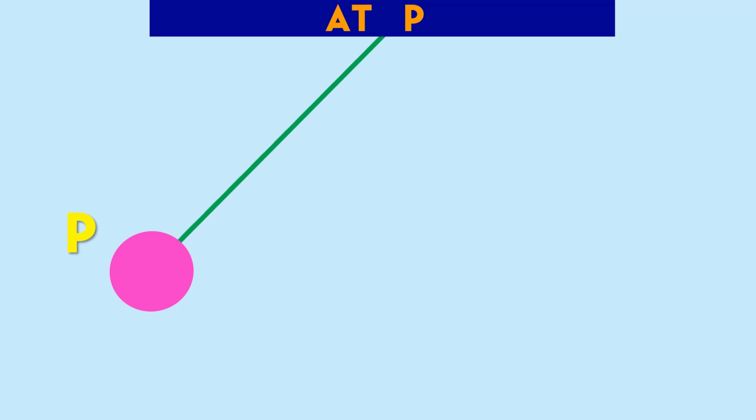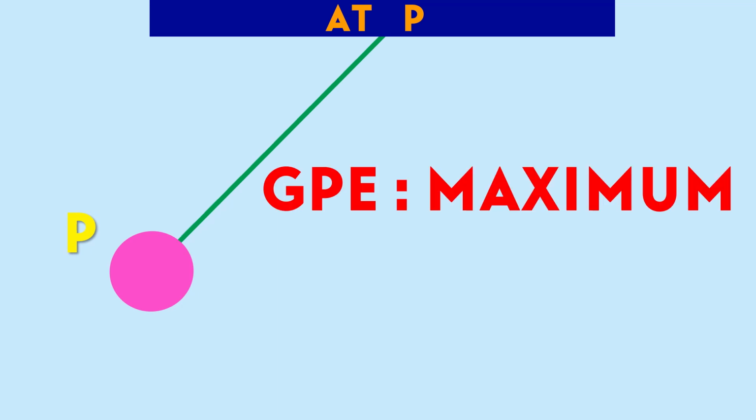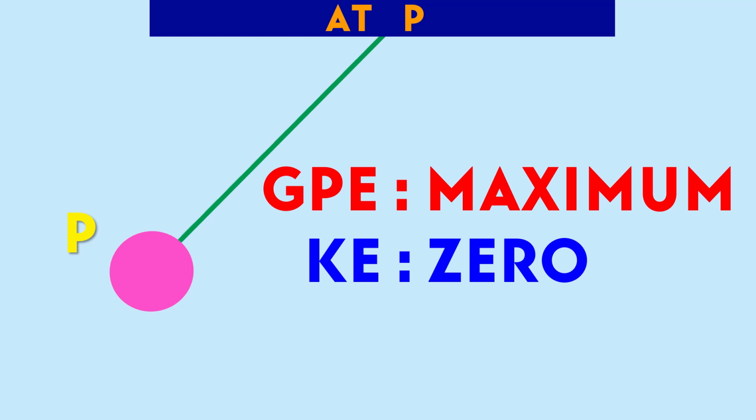At position P, the pendulum bob has maximum gravitational energy because the bob is at a maximum height. Meanwhile, the kinetic energy is zero because the bob is stationary.